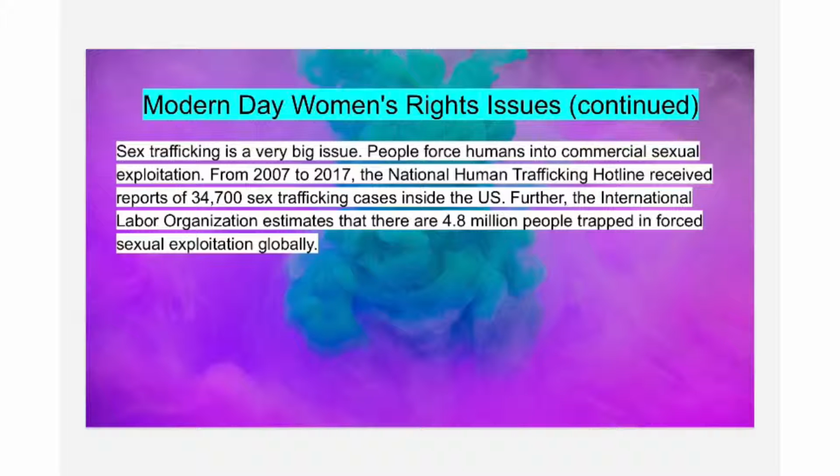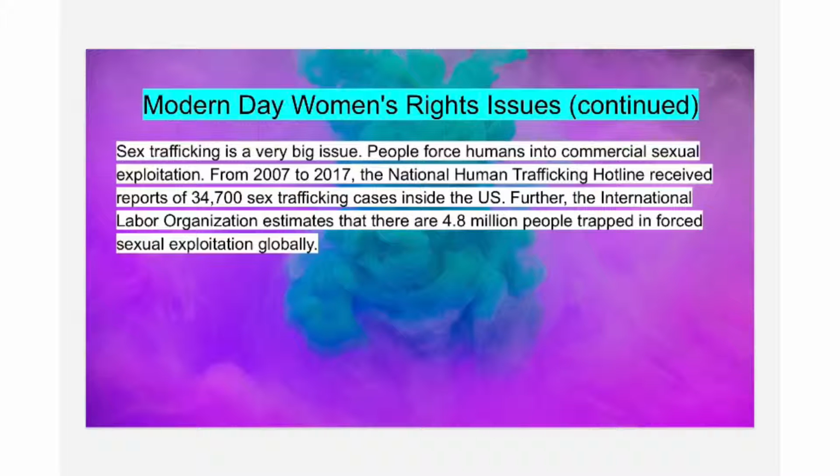People force humans into commercial sexual exploitation. From 2007 to 2017, the National Human Trafficking Hotline received reports of 34,700 sex trafficking cases inside the U.S. Further, the International Labor Organization estimates that there are 4 million people trapped in forced sexual exploitation globally.